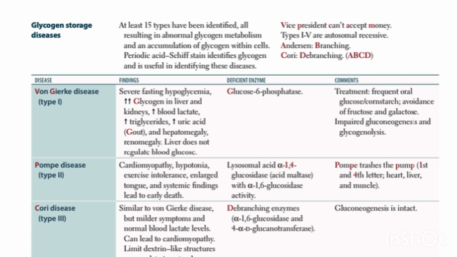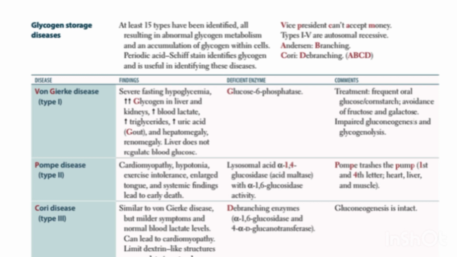Von Gierke's disease. The findings seen in von Gierke's disease are severe fasting hypoglycemia, increased glycogen in the liver and kidneys, increased blood lactate, increased triglycerides, increased uric acid leading to gout, and hepatomegaly, renomegaly. Liver does not regulate blood glucose. The enzyme deficient is glucose 6 phosphatase. Treatment is frequent oral glucose or cornstarch, avoidance of fructose and galactose, impaired gluconeogenesis and glycogenolysis.